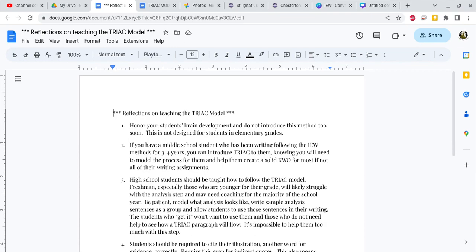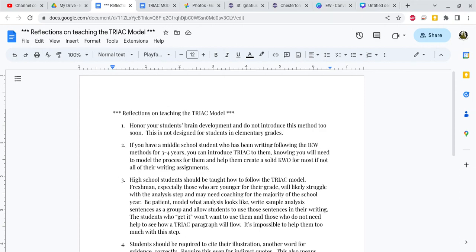How do you know when your student's ready? Well, I would say that a student using the TRIAC model, if they're younger than high school, should be familiar with the IUW method and maybe have used it for 3 or 4 years already. You want students who are able to write a good, solid paragraph already before they begin this.